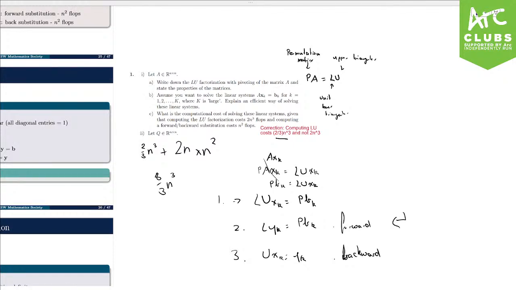Okay, no, it's not n here, so it turns out I have actually made a mistake. The number of substitutions we have to do is actually k, where k is the number of equations we have. So this would be 2kn squared. And that will get us the answer.